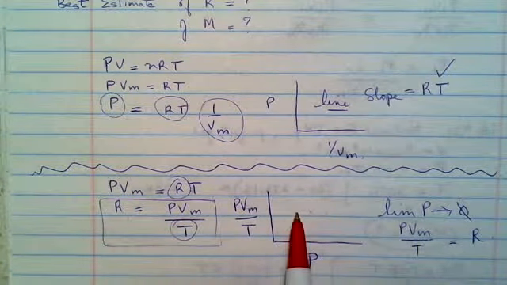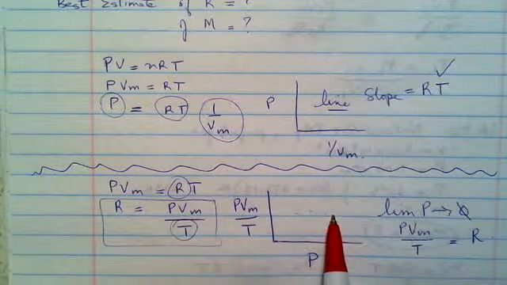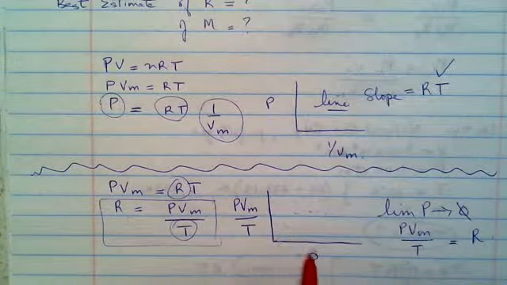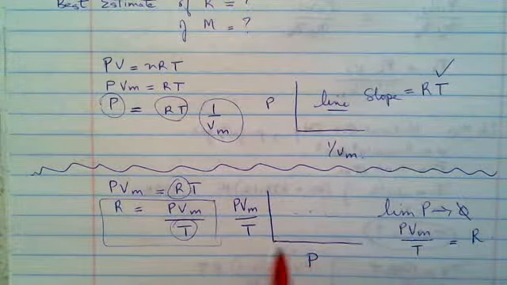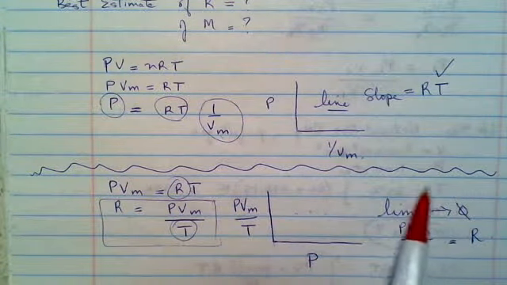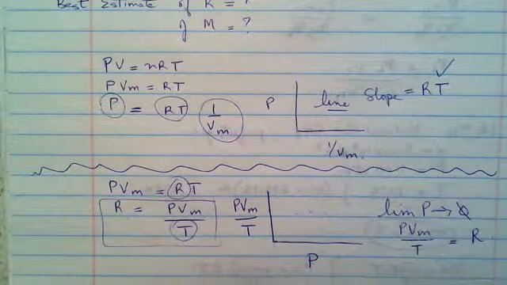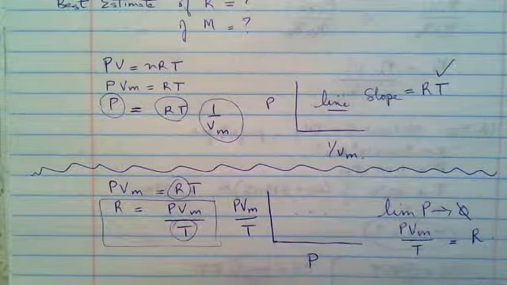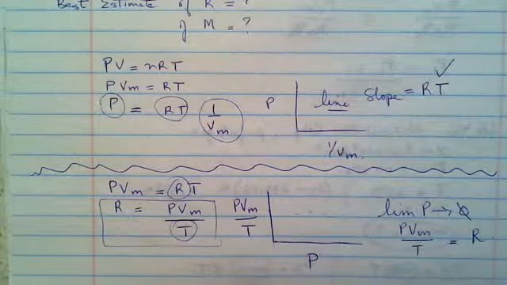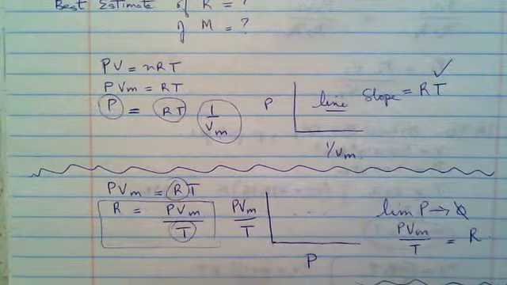So in other words, put the 3 points on here, best fit them to a line, extrapolate the line back to get your y-intercept at x is 0, or P is 0, to get the limiting value of PVm over T, and that should be your best value of R, because it's where the pressure is going to 0. Right? So that's how we deal with that.